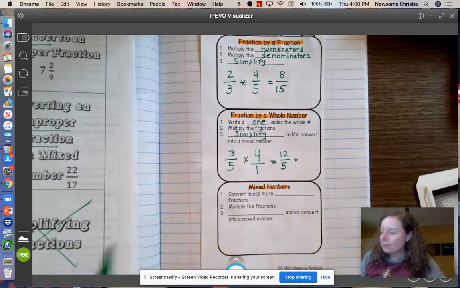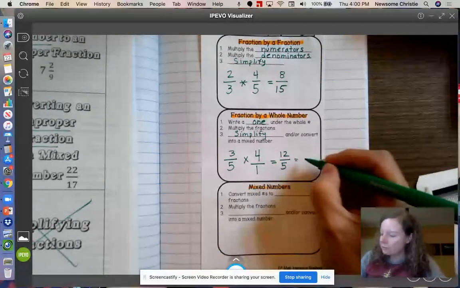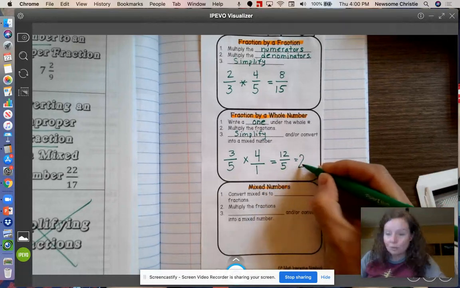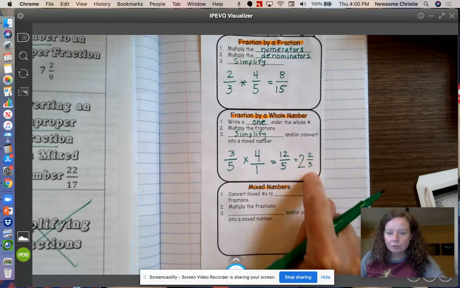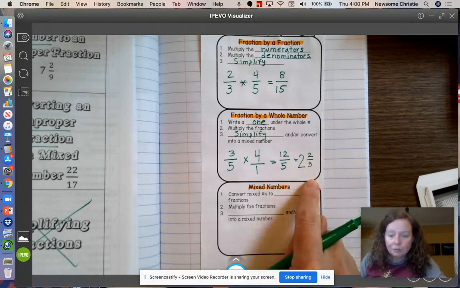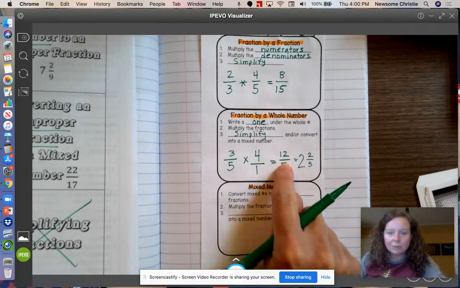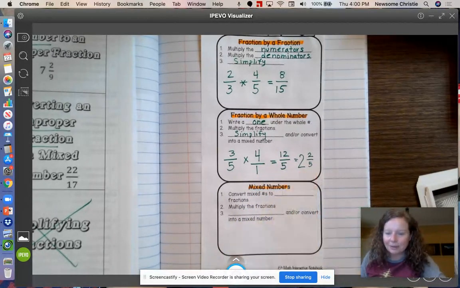If you remember how we do this, we think division. 5 goes into 12 2 whole times, because 5 times 2 is 10, and then we would have 2 left over. So that becomes 12 and 2/5. And if you remember, again, your scientific calculator can help you change that improper fraction to a mixed number if you need help with that.